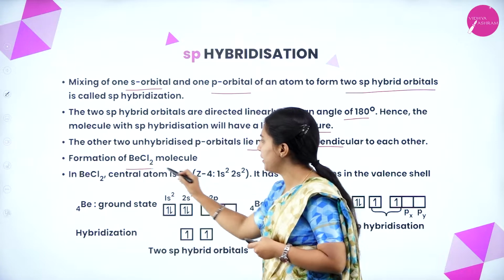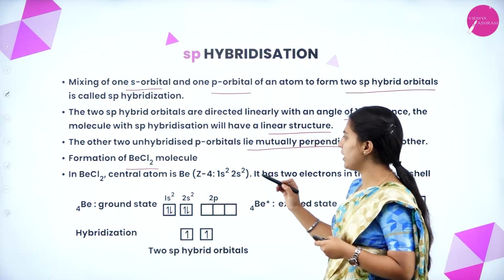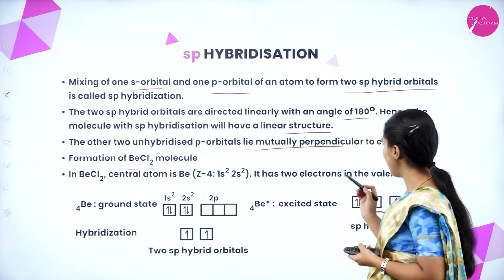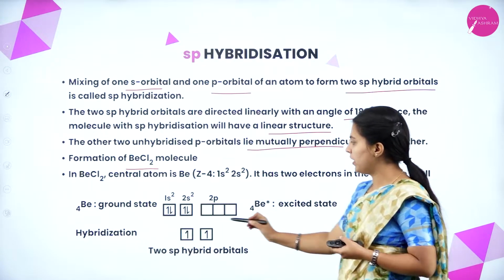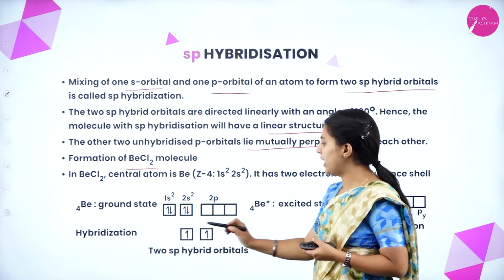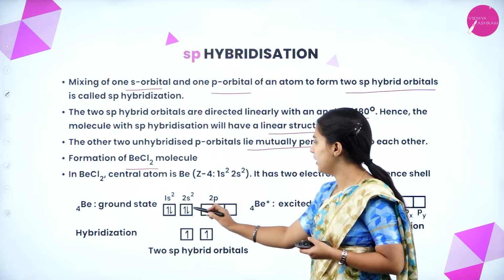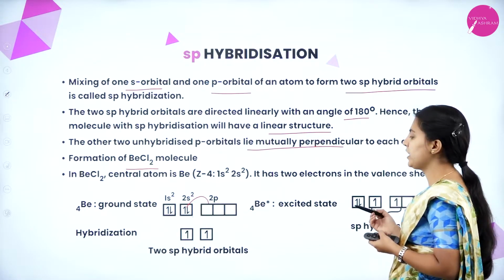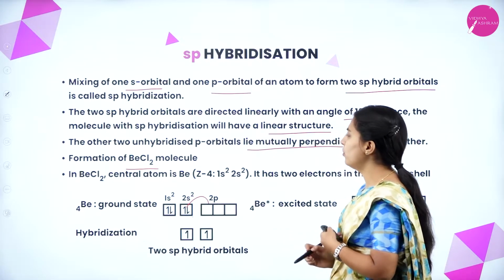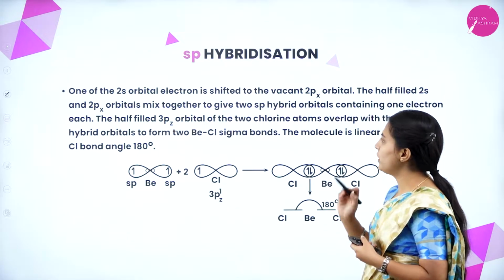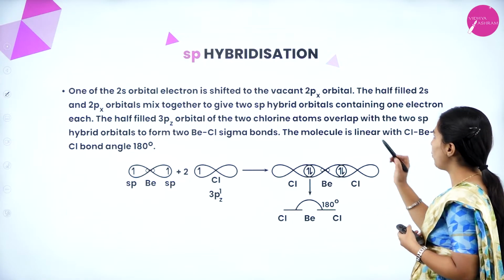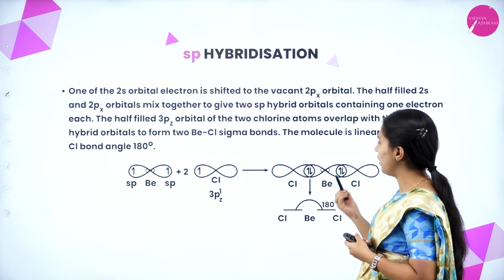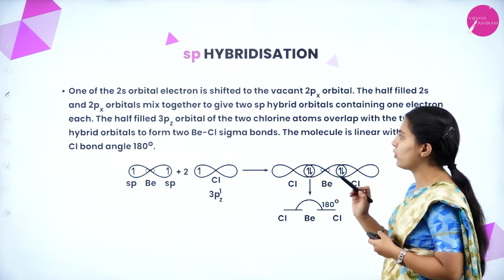For example, BeCl2. In BeCl2, the central atom is beryllium, atomic number 4: 1s2, 2s2. It has 2 electrons in the valence shell. See here, 2 electrons in the valence shell. For 2 sp hybrid orbitals, in the excited state, it will jump here. See here, only s1, p1. Px, Py are mutually perpendicular. So, linear in structure. One of the 2s orbital electrons is shifted to the vacant 2px orbital. The half-filled 2s and 2px orbitals mix together to give sp hybrid orbitals containing 1 electron in each.